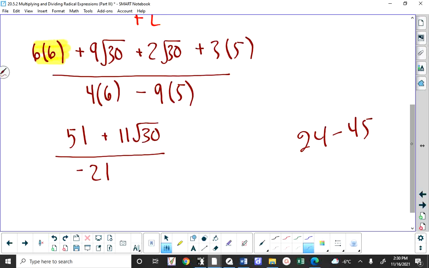So, can I cancel anything? Well, is 51 divisible by 3? Oh, 51 is divisible by 3. 21 is divisible by 3. Can I divide 3 out of each of them? No, because 3 is not a factor of the top. If 3 was a factor of the top, 11 would be divisible by 3 as well, and I would be able to factor the 3 out of the top. So this is our answer.